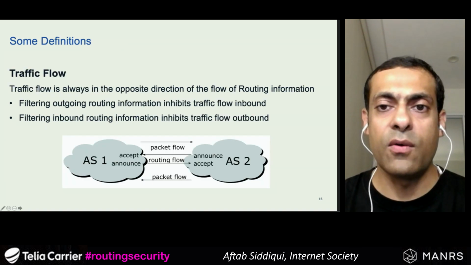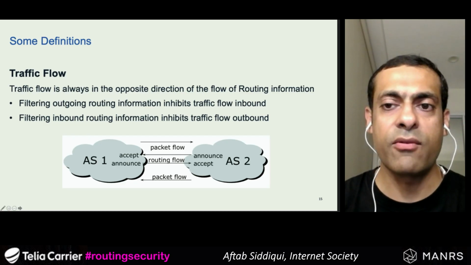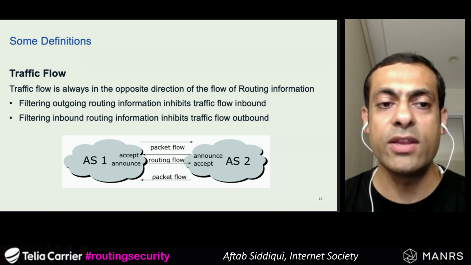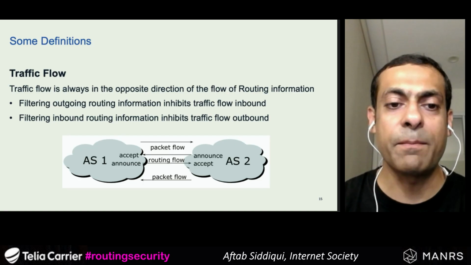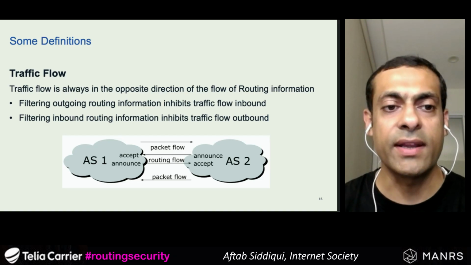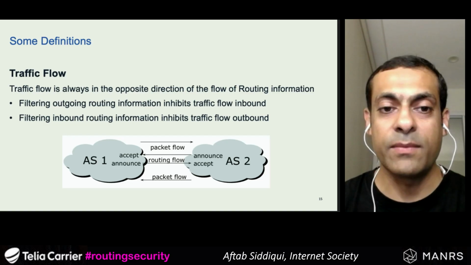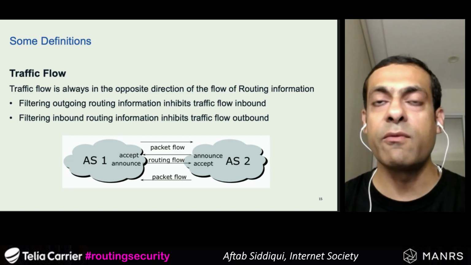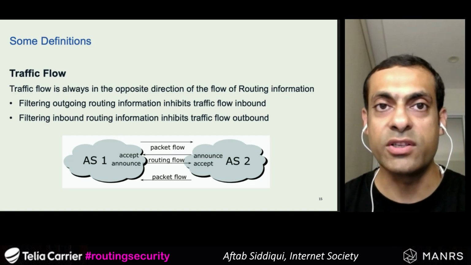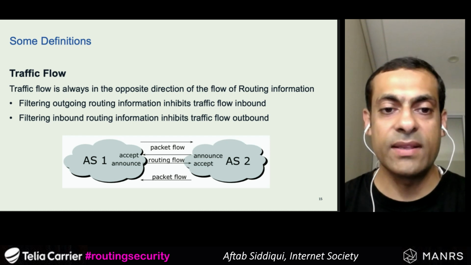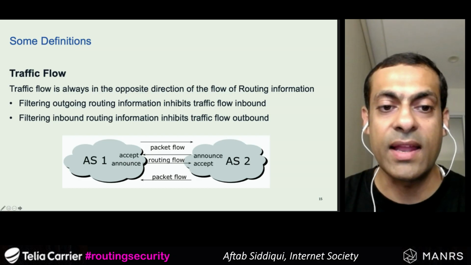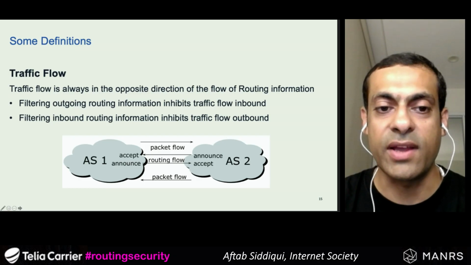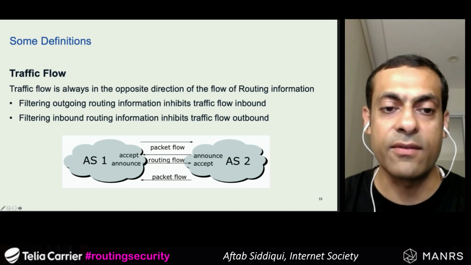So once you go into traffic filtering and traffic engineering, you need to understand one very basic principle. Routing information and the packet flow is always in the opposite direction, right? When you announce something, then people come to you. When you say, hey, this is Aftab, I'm here, then people will listen to you, and then they will look towards you, or they'll come to you. Same is the case with the routing information, right? You can see when the announcement goes, the packet flows in the opposite direction. Same is the case for the other way around.